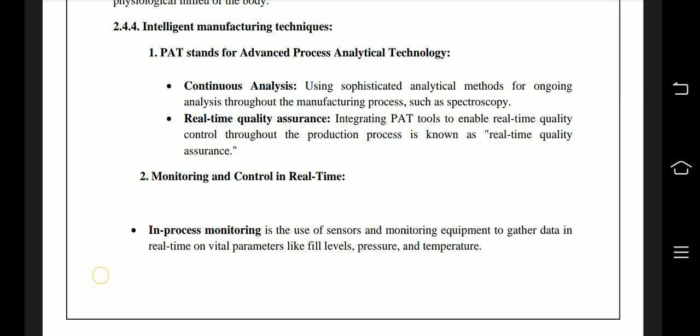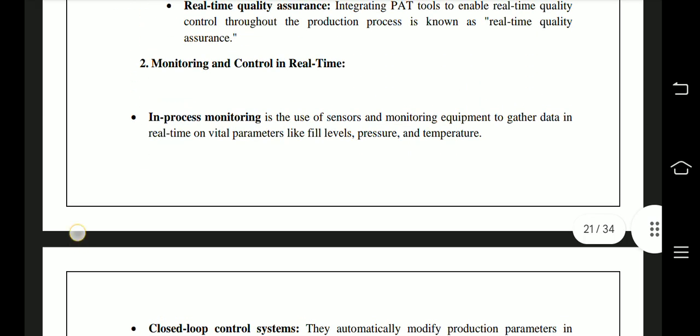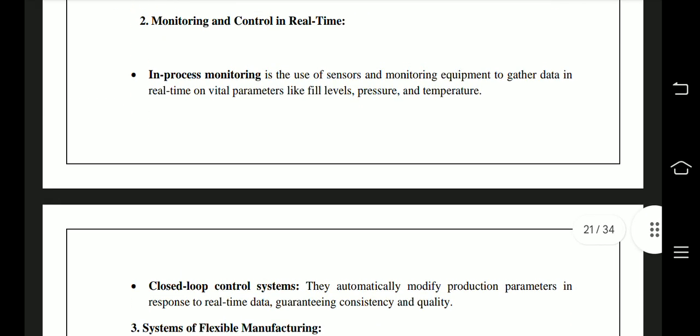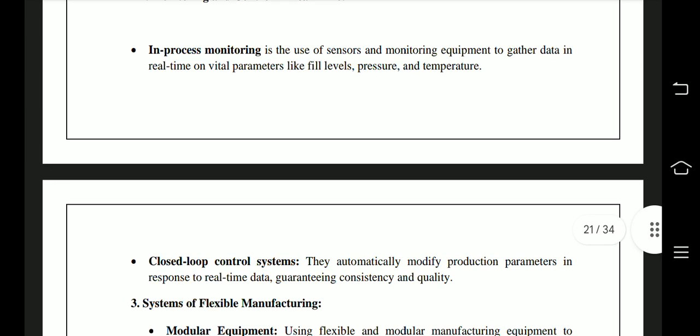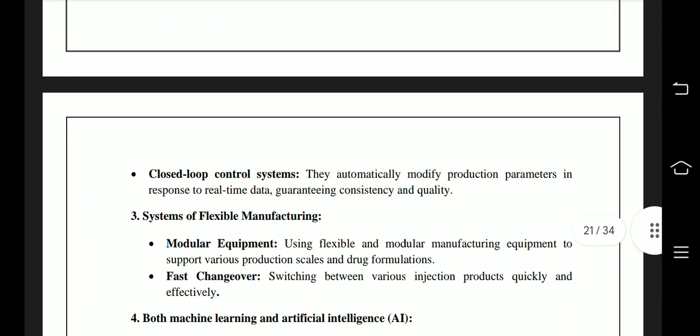Second, intelligent manufacturing techniques involve monitoring and control in real time. In-process monitoring is the use of sensors and monitoring equipment to gather real-time data on vital parameters like fill levels, pressure, and temperature. Closed-loop control systems automatically modify production parameters in response to real-time data, guaranteeing consistency and quality.